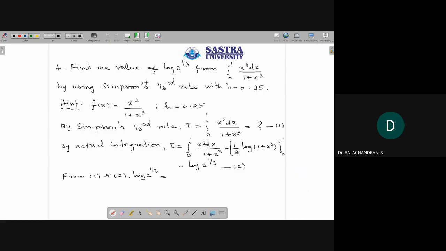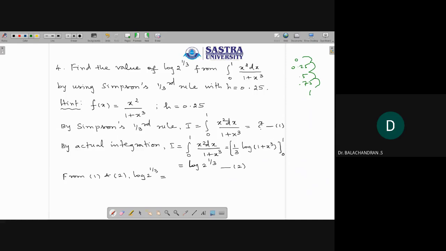Okay, for this problem, find the value of log 2 power 1 by 3 from the integral 0 to 1 x square dx by 1 plus x cube using Simpson's one-third rule with h is equal to 0.25. H is equal to 0.25 means 0, 0.25, and then 0.5, and 0.75, and then 1. 1, 2, 3, 4. So it should be an even number of intervals, so you can use Simpson's one-third rule. Okay, here f of x is what? x square by 1 plus x cube. So using Simpson's one-third rule, you should find the value of this integral.